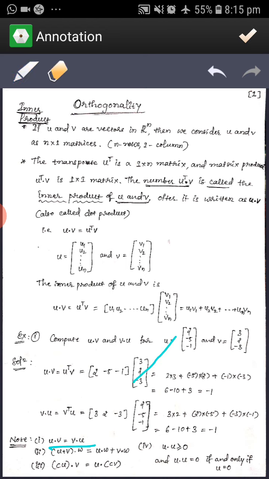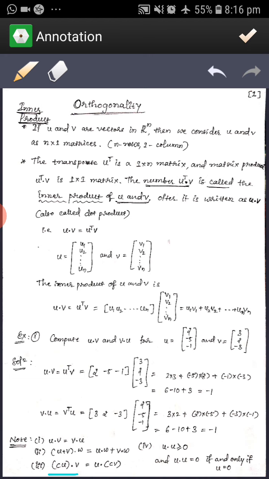Then u plus v dot w is equal to u dot w plus v dot w. Similarly, c is a scalar here.